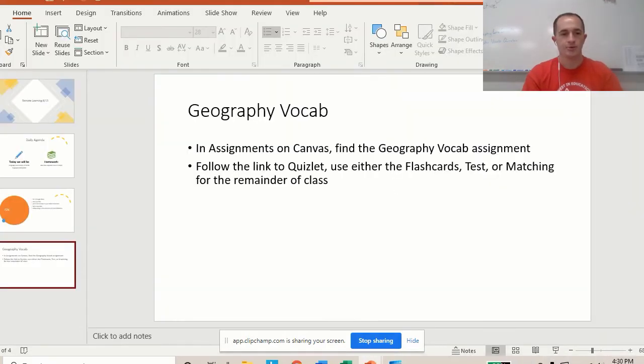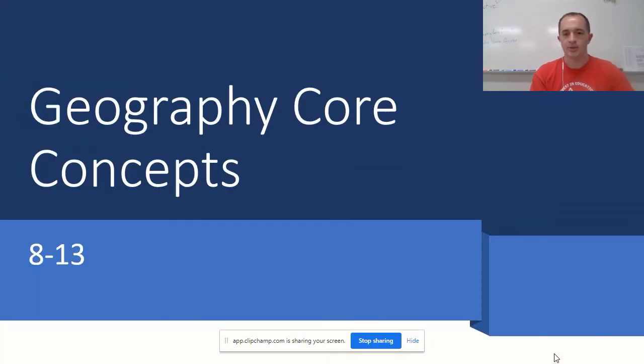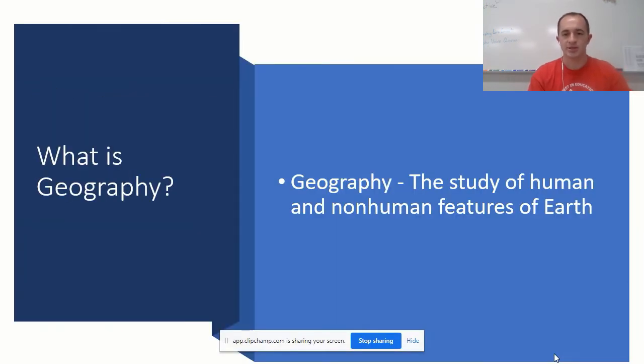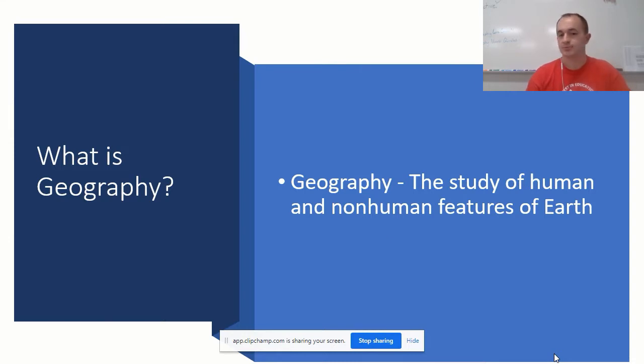So geography core concepts. So first we need to define what is geography. Geography is the study of human and non-human features on Earth. So human features would be where people live, migration of people, and man-made features, while non-human features would be things like bodies of water, mountains, and similar geographic features. So for this, you need to add the term geography and then its definition.